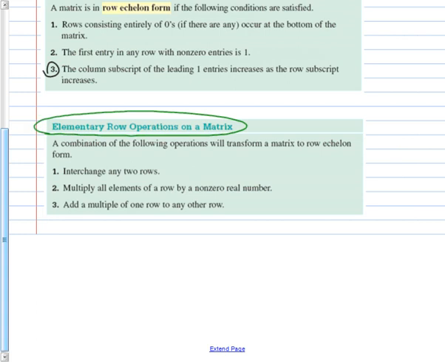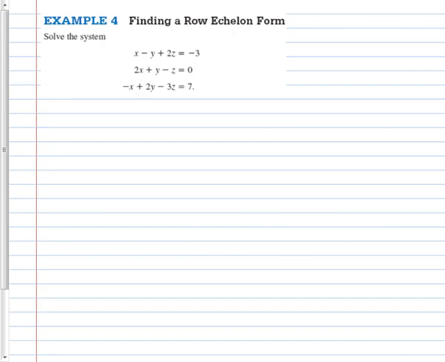Elementary row operations, that is what they are called when we are talking about a matrix. It's the exact same thing as the Gaussian elimination steps. It's just a different term. Interchange rows, multiply all elements by a non-zero number, add a multiple of a row to another row. Same things. We're just going to be doing it with a matrix. So let's try it out.